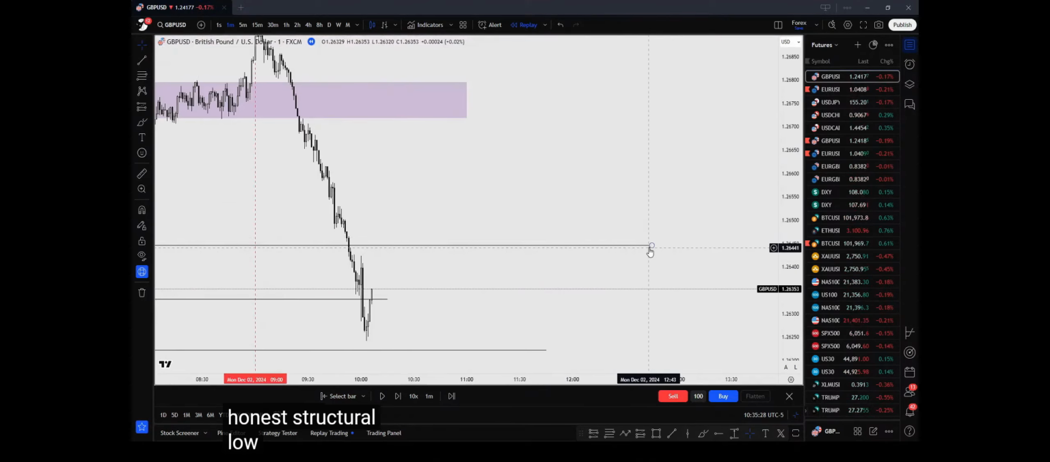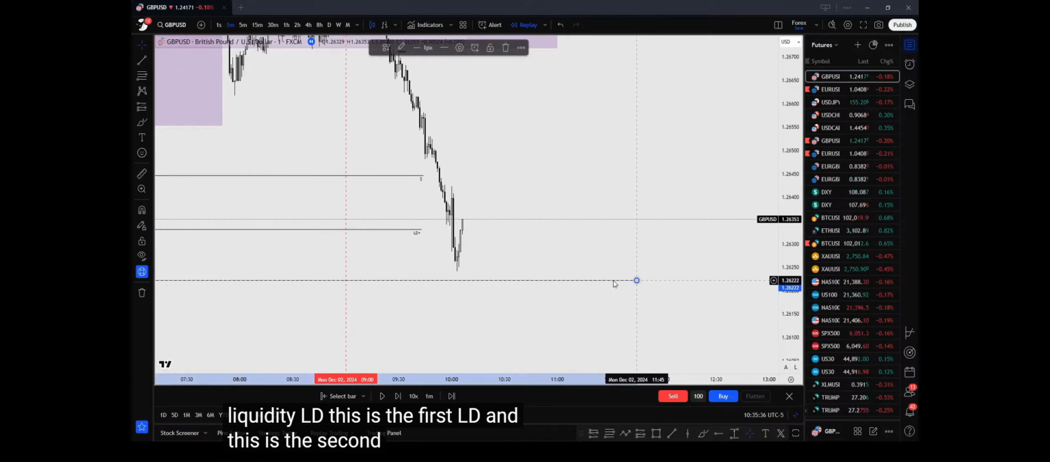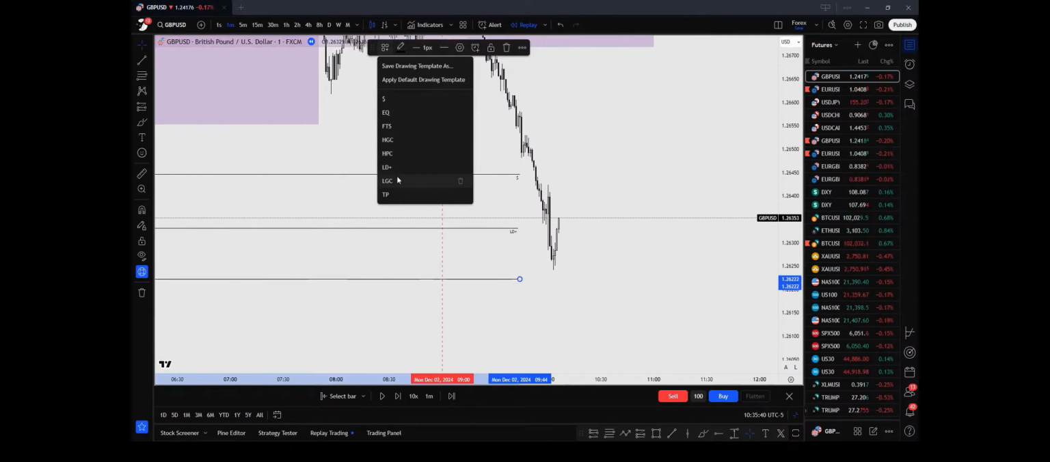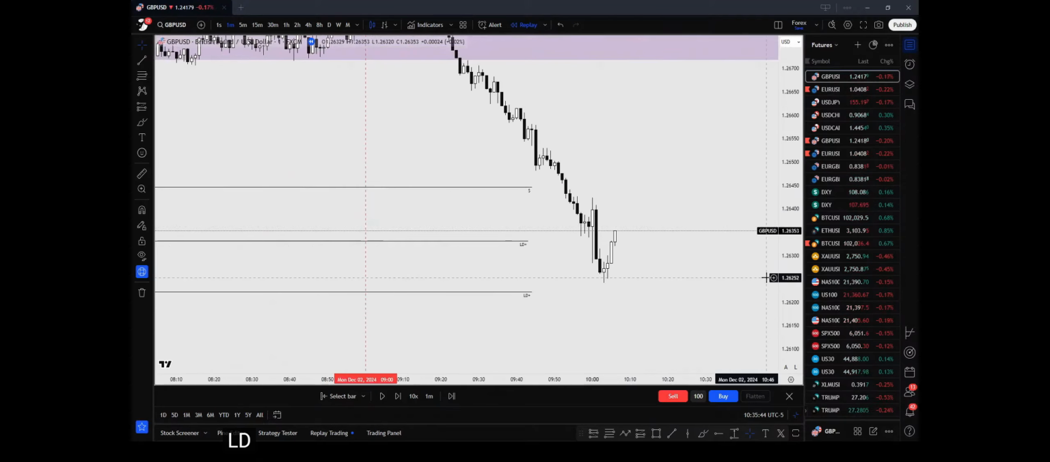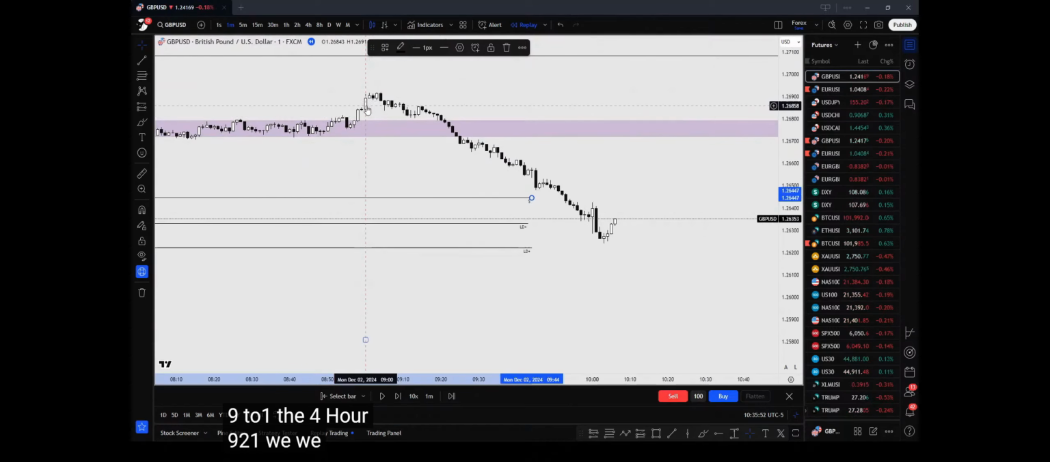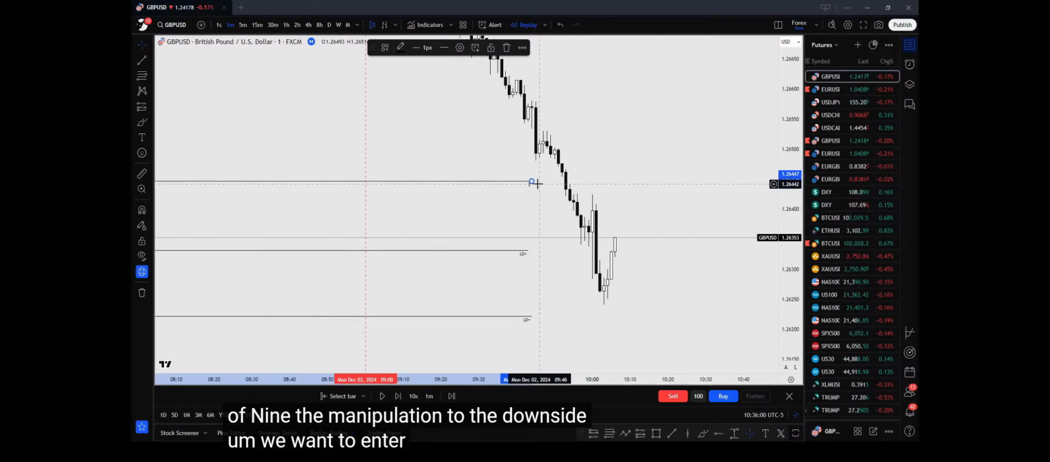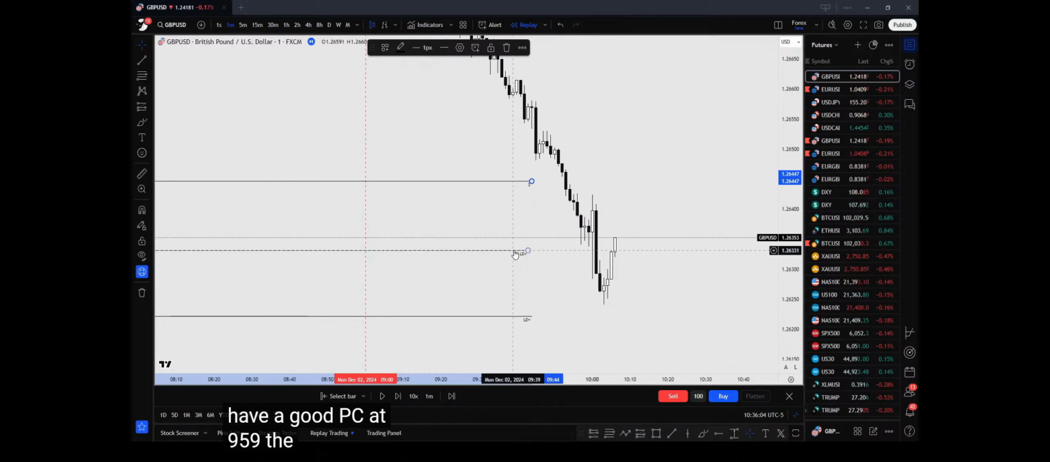Structural low. Liquidity. LD. This is the first LD and this is the second LD. After taking this, we're at candle 9 to 1, the 4-hour 9 to 1. We started 9 right here. A really good reaction at the first hour of 9. The manipulation to the downside. We want to enter below this low. We have a good PC at 9.59. The LD has not been taken.